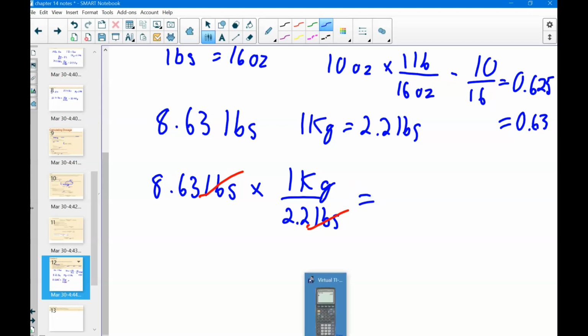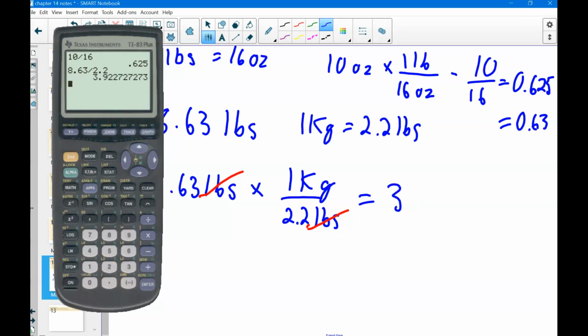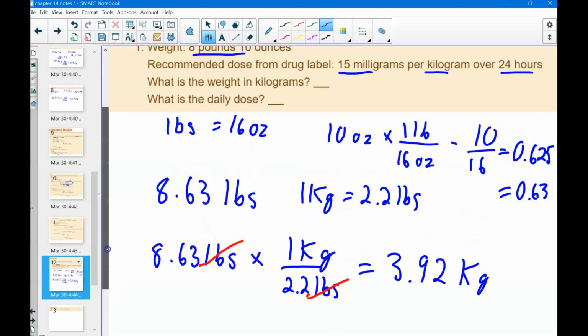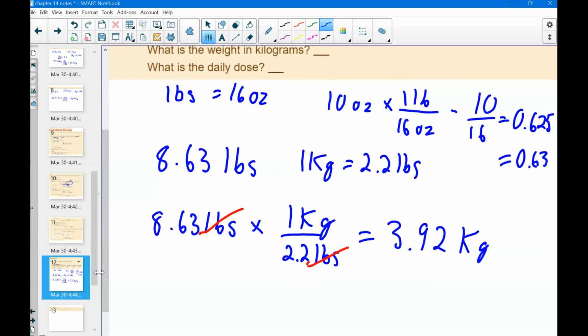So we have 8.63 divided by 2.2. That gives us 3.92 kilograms. Looking back at our question, what's the weight in kilograms? That's done right here. Weight in kilograms is 3.92 kilograms.